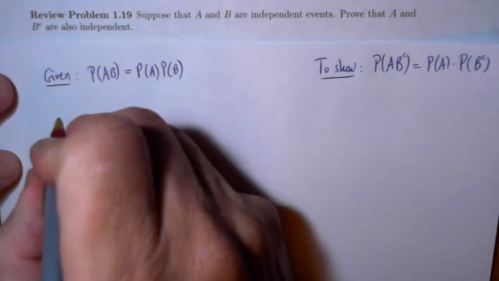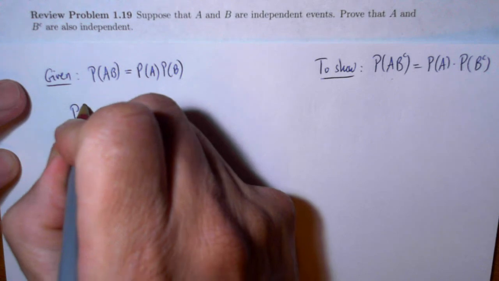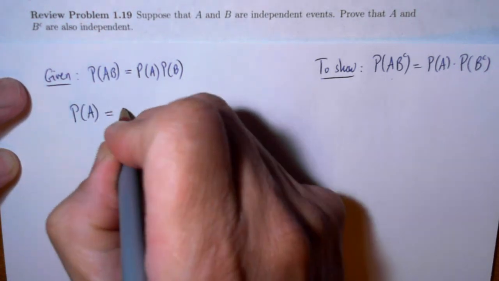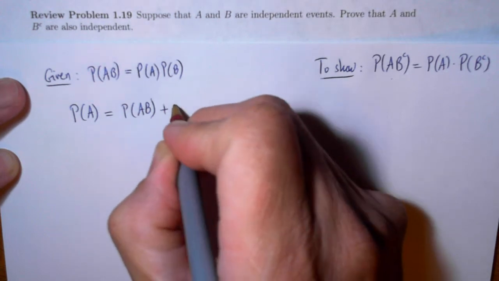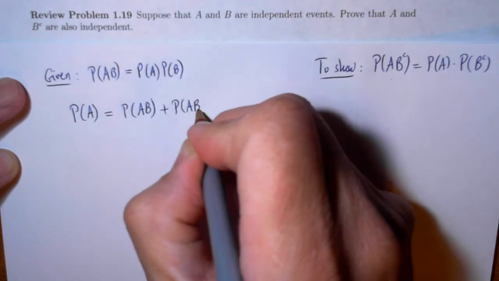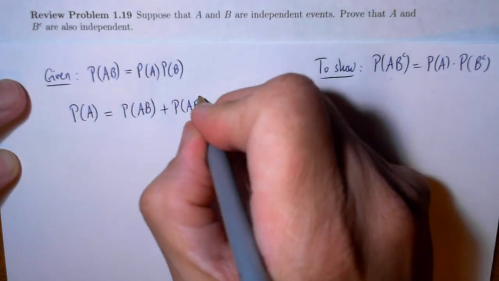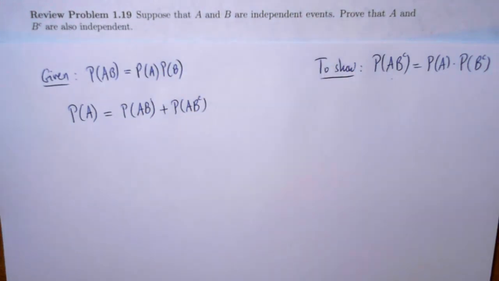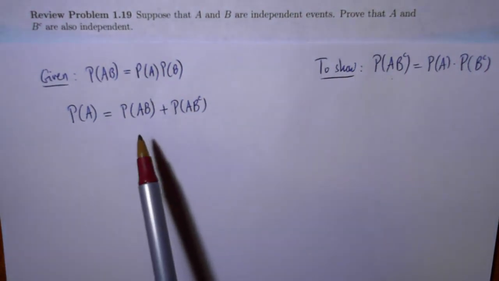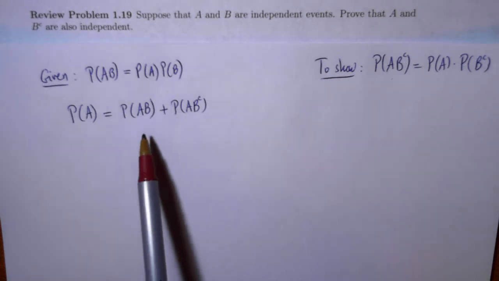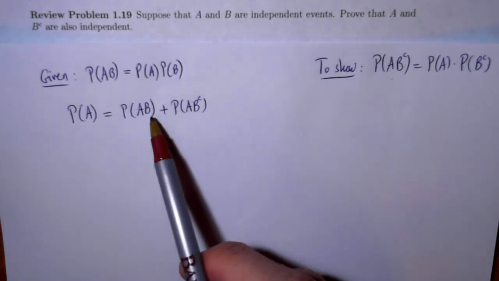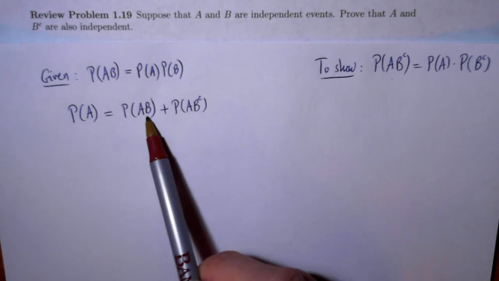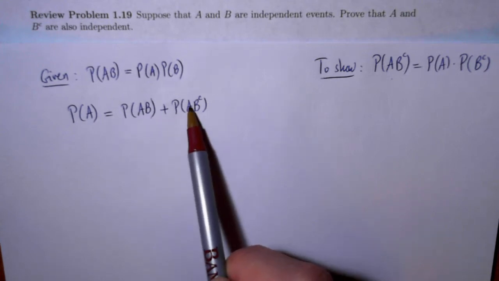To do this, we will use the law of total probability, that the probability of A is equal to the probability of A intersect B plus the probability of A intersect B complement. And this is the principle behind many of the tree diagram problems that we've seen already in this series of videos, where B would be the first branch of a tree diagram and then A would be the second branch.